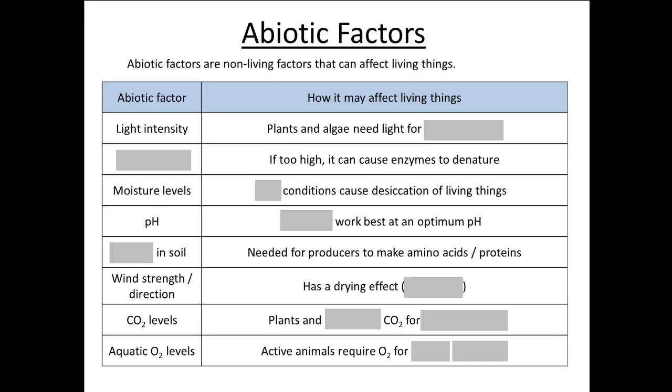Light intensity is an abiotic factor, and plants and algae need light for photosynthesis. Whenever you see light in a question, think photosynthesis. Next one it says, if too high, it causes enzymes to denature. Well, pH can cause that, but pH is further down, so it's temperature. High temperature causes enzymes to denature. Low temperature causes enzymes to not function because they collide without enough energy.